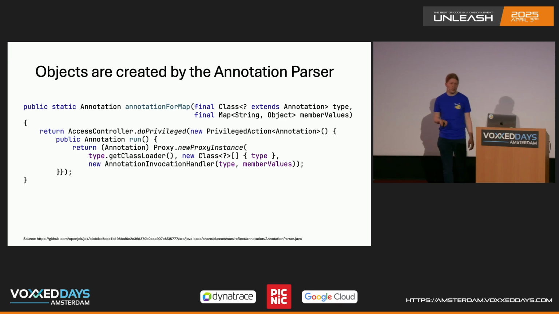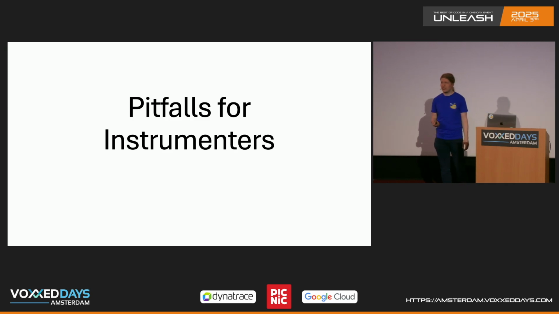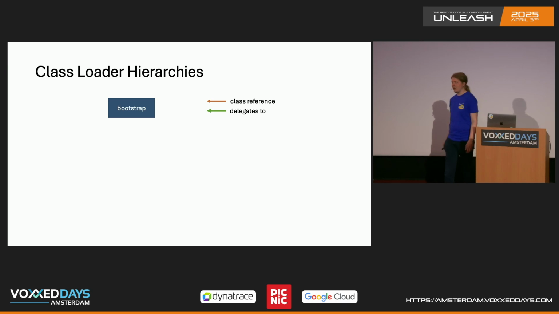So the cool thing is that the objects that you then see are generated by the annotation parser, whenever the annotations are parsed from the bytecode, which is pretty neat. Then the last thing, there are of course pitfalls here. You can make errors during the development of instrumentation agents, and one major pitfall is class loader hierarchies.